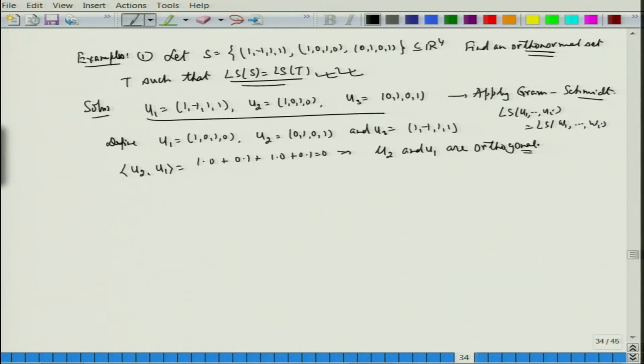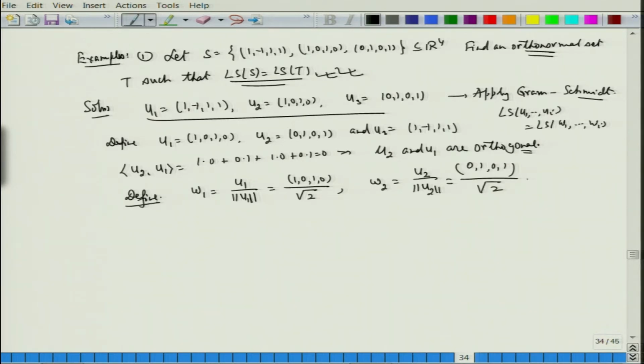So I can just define my W1 as U1 upon length of U1, which is nothing but 1 0 1 0 divided by root 2. Similarly, W2 you can define as U2 upon length of U2, which is nothing but 0 1 0 1 divided by root 2. Fine. So I have got these two vectors which are perpendicular and of length 1. I am not writing them as column vectors because I will have a problem with space here, so everything I am writing in terms of rows, but basically they are column vectors.